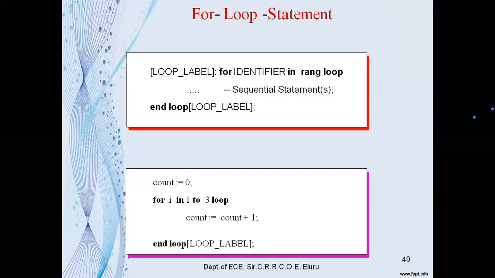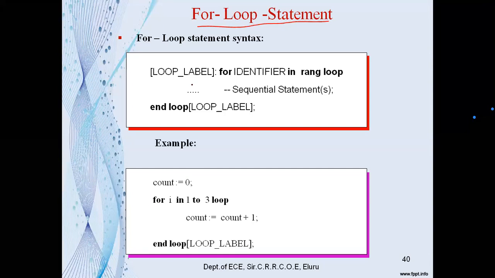Now look at the slide here. For loop statement. You can see on the top box the for loop statement syntax, and the box below shows an example of this for loop statement. Now see the syntax of the for loop statement. You have for, which is a keyword, with an identifier. Do you know what an identifier is? An identifier is user defined, so you can give your own variable name here. So: for identifier in range loop.